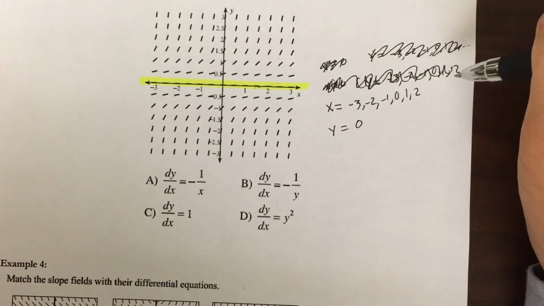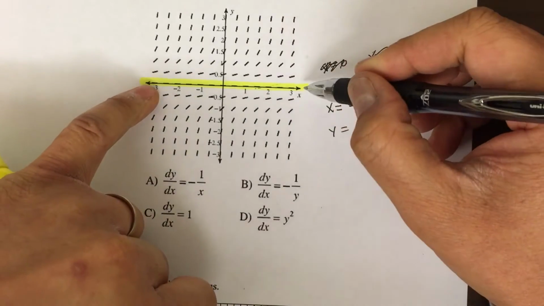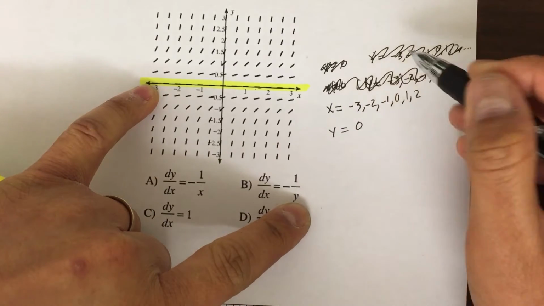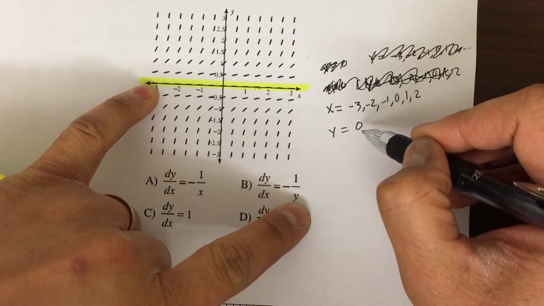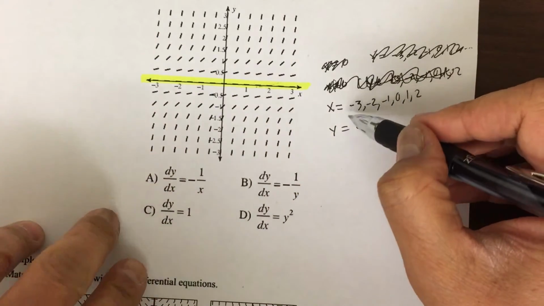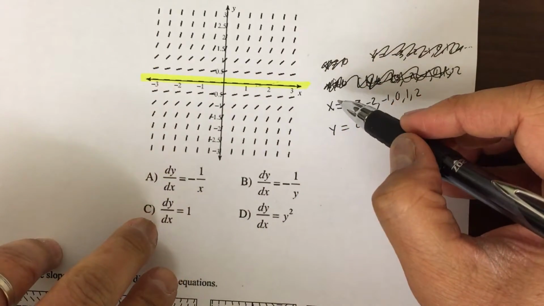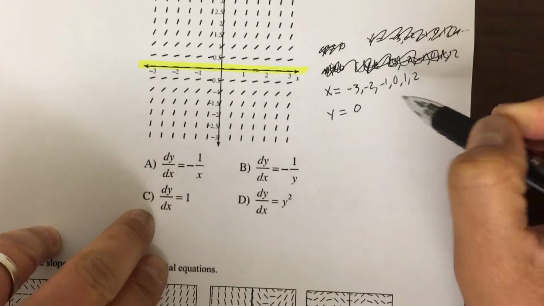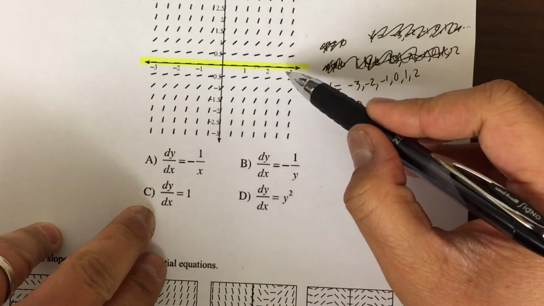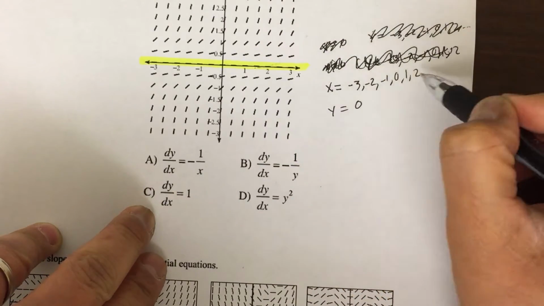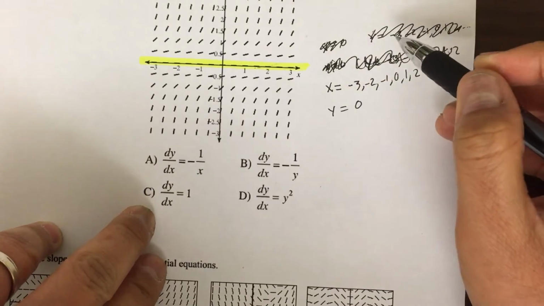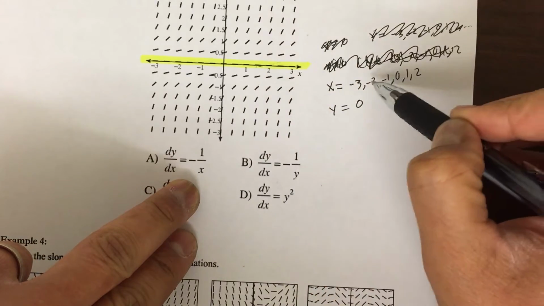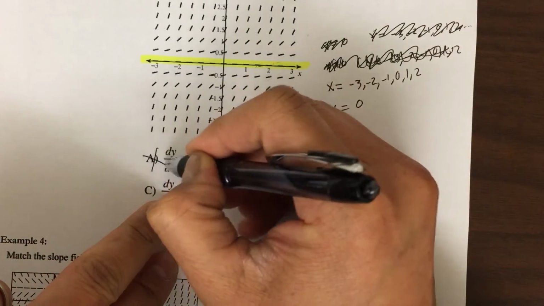Now another thing I want you to know is that every point on the x-axis has y equals 0. x can change, but y equals 0. So every point on the x-axis has this characteristic, and also the slopes are 0. Which of these has slope equal to 0 when y equals 0? Well, it can't be the first one because the slope will change depending on what x is, right? So it can't be A.